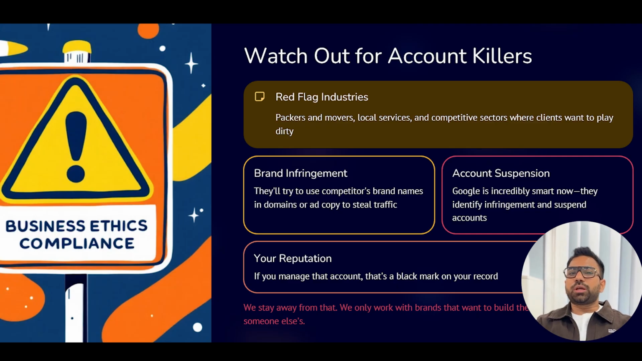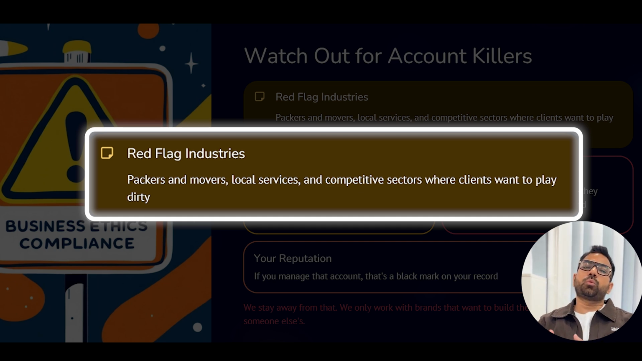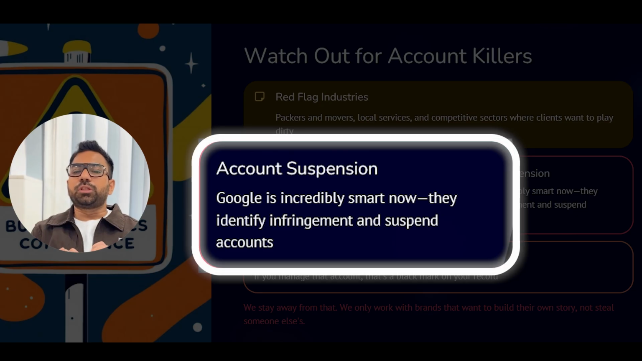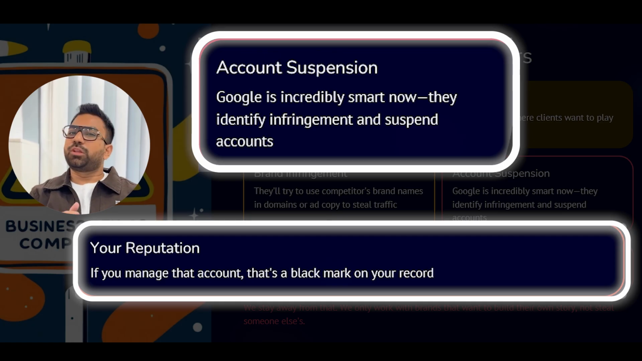You also have to watch out for the account killers. In industries like packers and movers or local services, you'll find clients who want to play dirty. They'll try to use a competitor's brand name in their domain or their ad copy to steal traffic. Google is incredibly smart now. They will identify that brand infringement and they will suspend the account. If you are the manager of that account, that's a black mark on your record. We stay away from that.